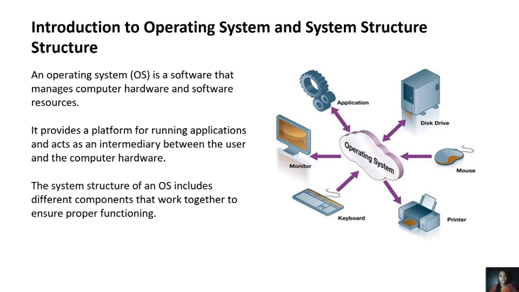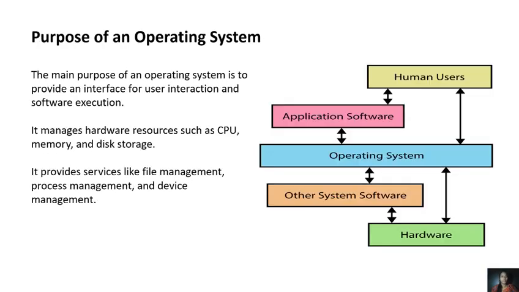An operating system is a software that manages computer hardware and software resources. It provides a platform for running applications and acts as an intermediary between the user and the computer hardware. The system structure of an OS includes different components that work together to ensure proper functioning.